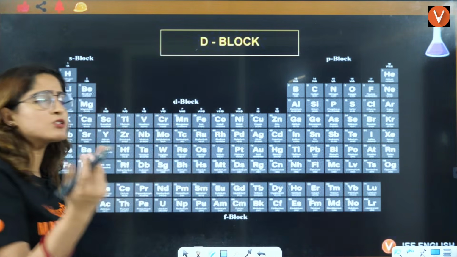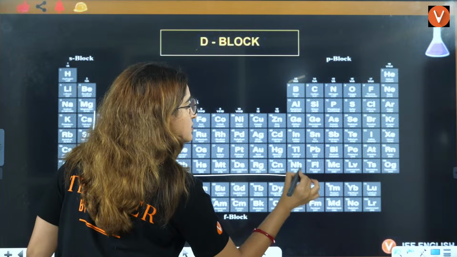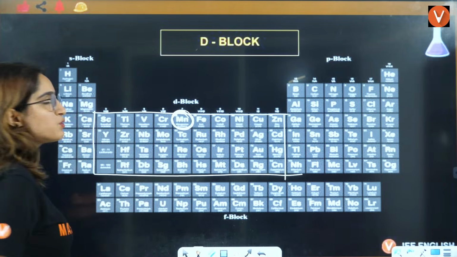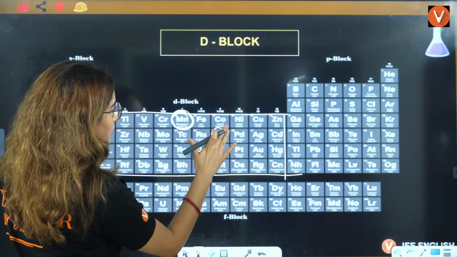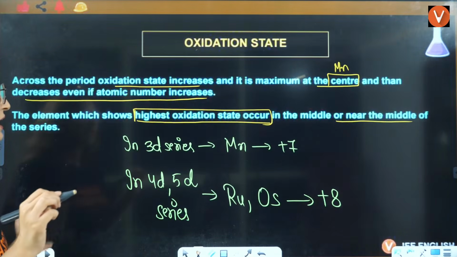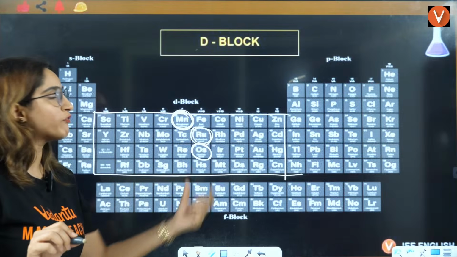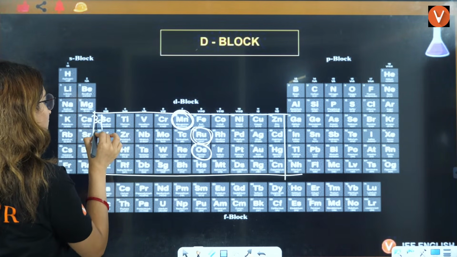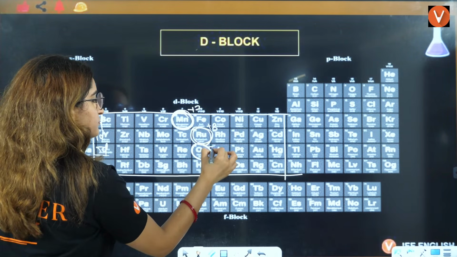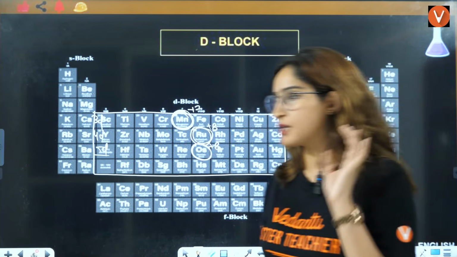Now, ma'am, where is this ruthenium? You said that it should be in the center. This is the d block. In the center, this is manganese. This is ruthenium, and this is osmium. So what I told you is that it is either in the middle or near the middle of the series. This is the 3d series, this is the 4d series, this is the 5d series. This is showing +7, this is showing +8, this is also showing +8. A very important direct factual question that they can ask you.